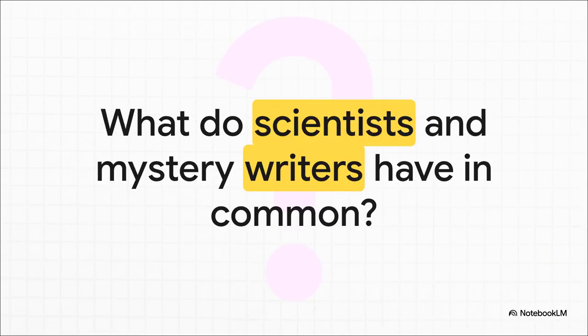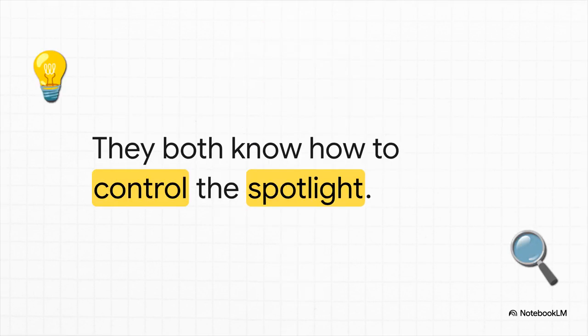So, to get our brains warmed up, here's a little riddle for you. What could a super-focused scientist in a lab and, say, a brilliant mystery novelist possibly have in common? I know, it sounds like the beginning of a weird joke, right? But the answer actually gets to the heart of a really powerful communication trick. And the answer is, they are both masters of controlling the spotlight.